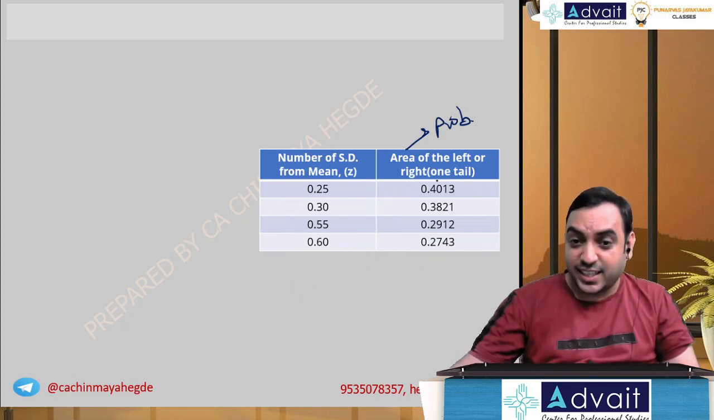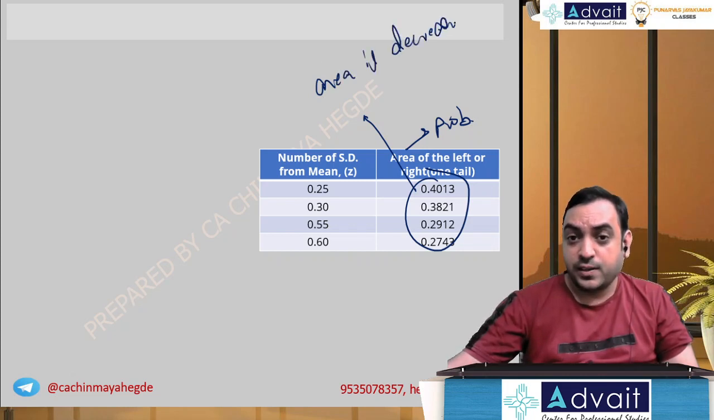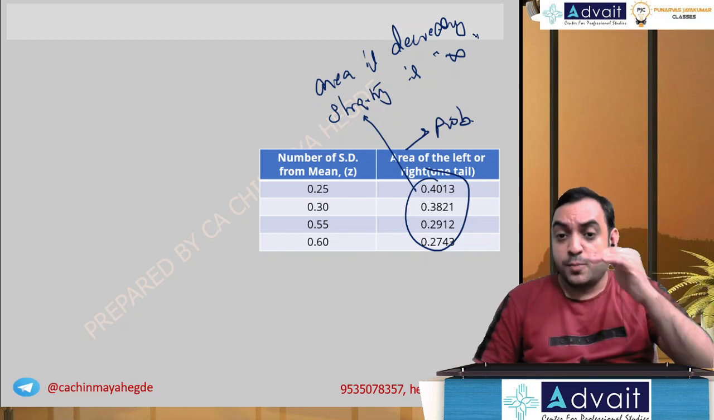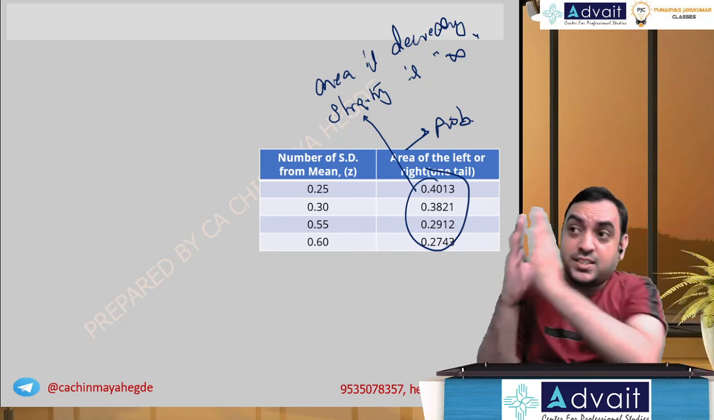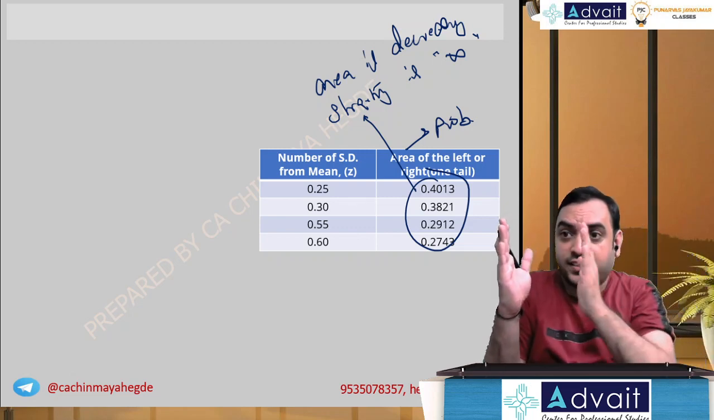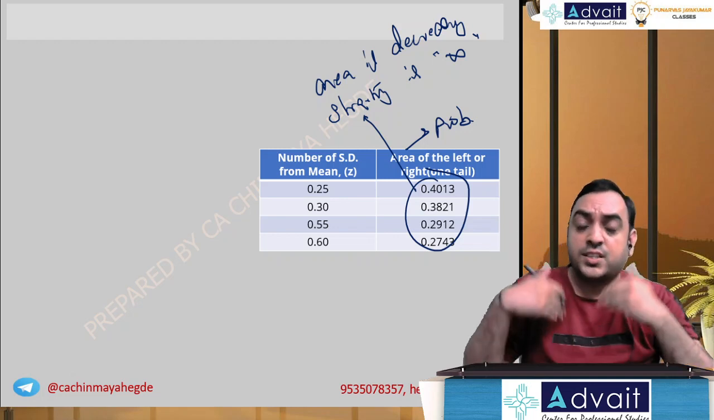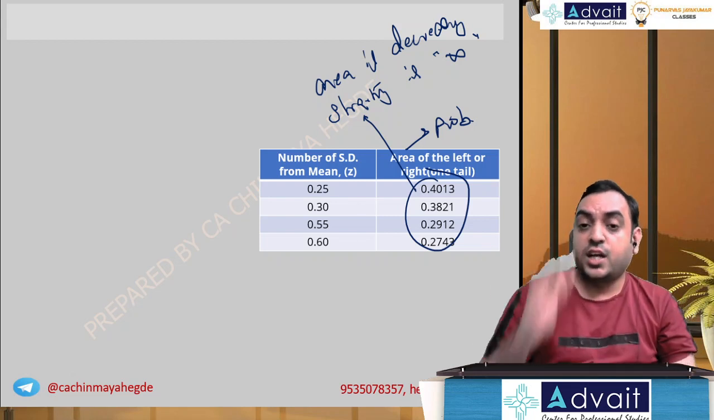When the area is decreasing, look at this example. Where is it decreasing? That means the starting point is infinity. 0.4013, 0.3821, 0.2912. The area is decreasing. That means the starting point is infinity. We are moving to the right side, and we are getting less area. So if the probability is decreasing, that means the starting point is infinity.